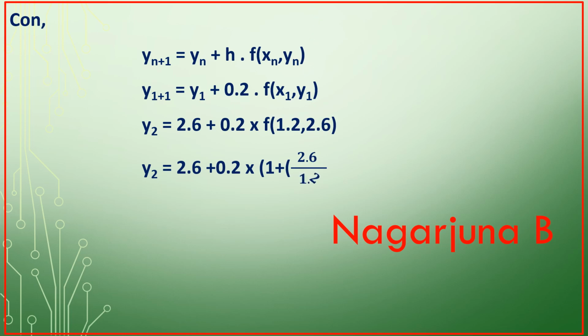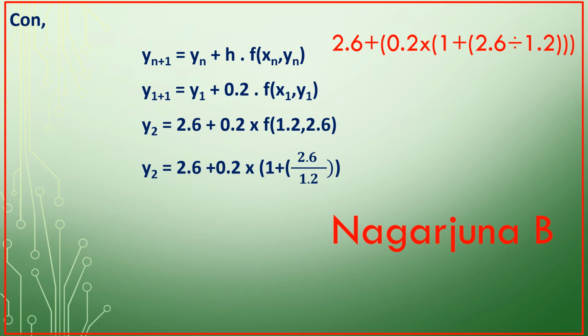Again close the bracket. While writing this in the calculator, you need to write it in this form: 2.6 plus, open the bracket, 0.2 into, open the bracket, 1 plus, open the bracket, 2.6 divided by 1.2, close the bracket thrice, and you will get the answer.